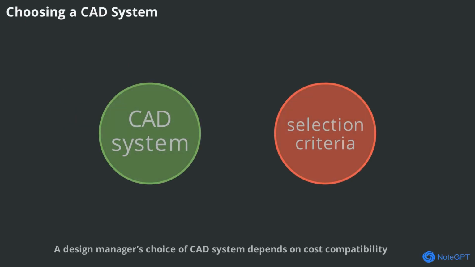Design Manager's choice of CAD system depends on cost, compatibility, functionality, and ease of use. Licensing, hardware, and training costs must fit the budget. The system should support standard formats for interoperability. Features must match the department's needs, and user interface quality affects productivity. These factors ensure the CAD system aligns with organizational goals.